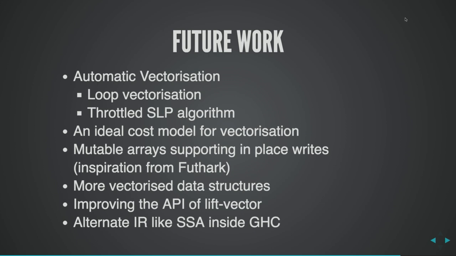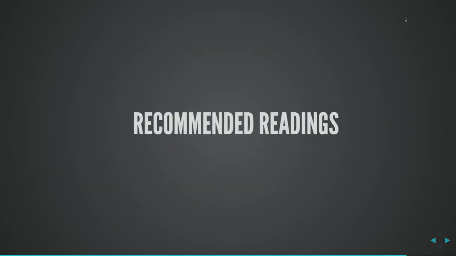The API of libvector, the library which I showed you, can be improved, as it now needs a scalar as well as a vector version of the function. Maybe we can simplify that. And lastly, for the intermediate representations in GHC, we can play with some other intermediate representations, because a lot of these automatic vectorization algorithms depend on your language being in the SSA form to actually vectorize. So that's something which might be an experiment worth doing.